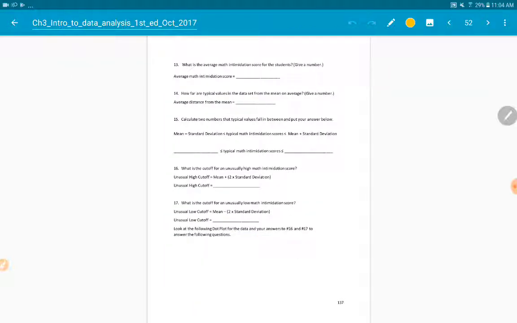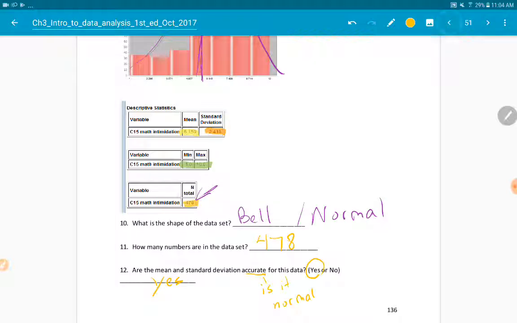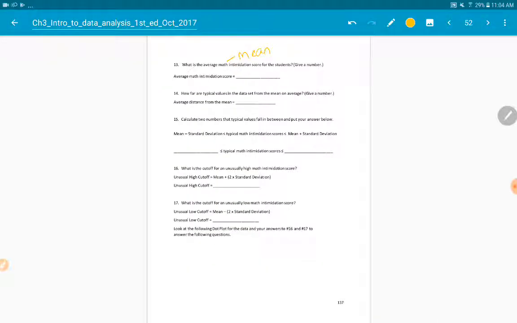Number 13, what is the average math intimidation for the students? So again, average, since it's bell-shaped, this is going to be the mean. So let's go back and find out what the mean is, which is 6.159. So I put 6.159.